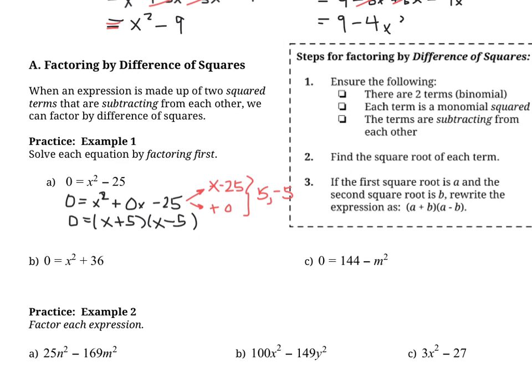So now that we realize there's probably a faster way to factor things that look like this, other than by doing decomposition or by sum and product, let's come up with some tips or rules to help us recognize when we can factor something like this.